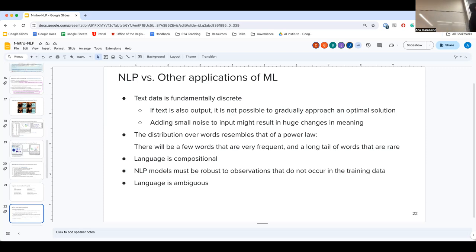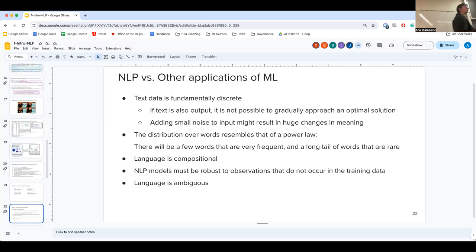And finally, language is very ambiguous. That's why human languages and natural language processing are different from programming languages. We have words that we use differently. The same word, we use it differently, and now this word has a completely different meaning.